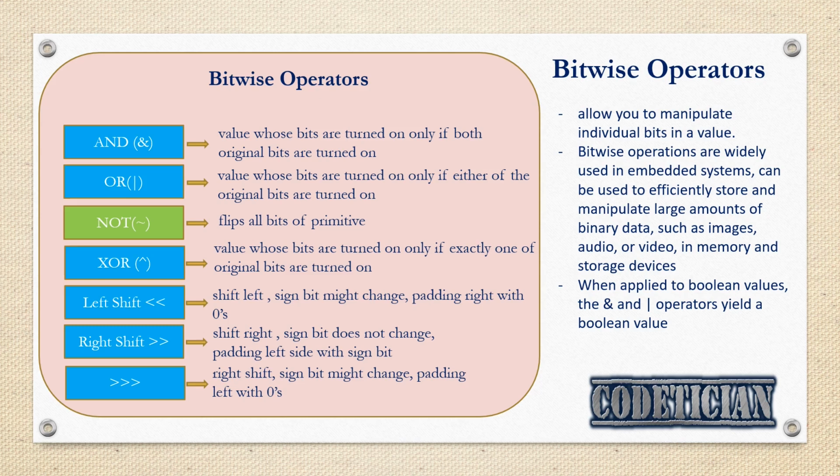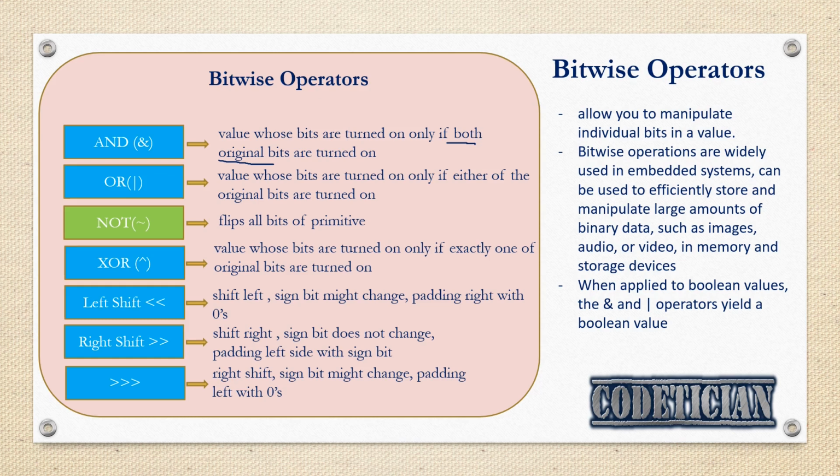Now, bitwise AND is a binary operator, so there will be 2 operands, and it will give you a value whose bits are turned on only if both original bits are turned on. Now, what are these original bits? These are the bits of the operands. So suppose you have 000 and 111, then take the first position of both operands and apply bitwise AND. It will give you a value whose bit is turned on only if both the original bits are turned on. What is bitwise OR?